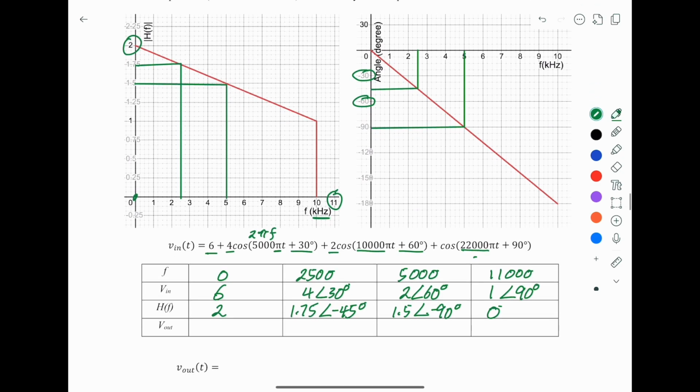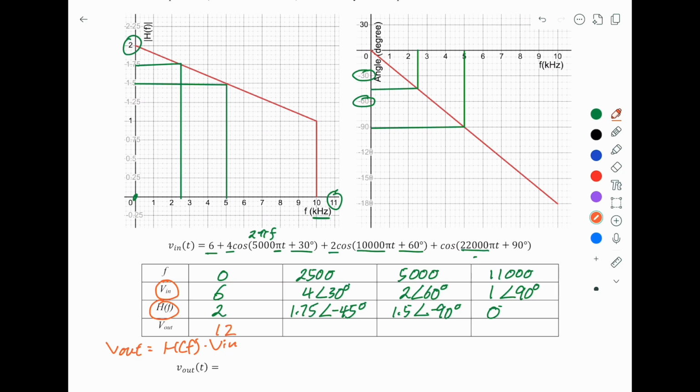Now the output is we apply the transfer function on the input. So we will say output is equal to the transfer function multiplied by the input. When I say multiply, you have to separate the amplitude and the phase. We add or subtract the phase, the amplitude we just multiply. So 2 times 6 is 12.